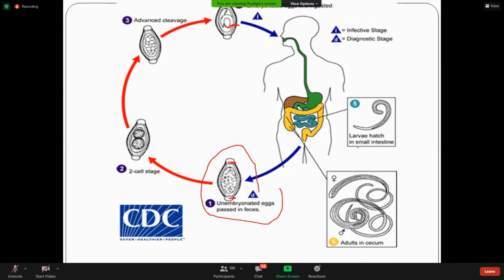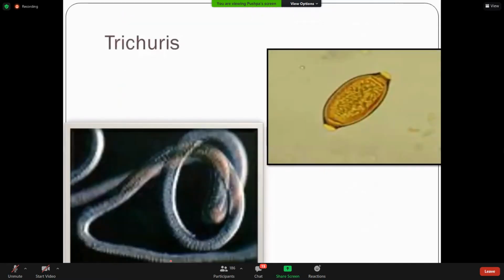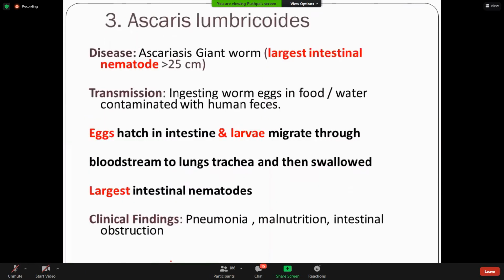Larvae hatch in the small intestine, develop into male and female, and the female releases eggs in the feces. Okay, Trichuris. Now the third worm is Ascaris lumbricoides.